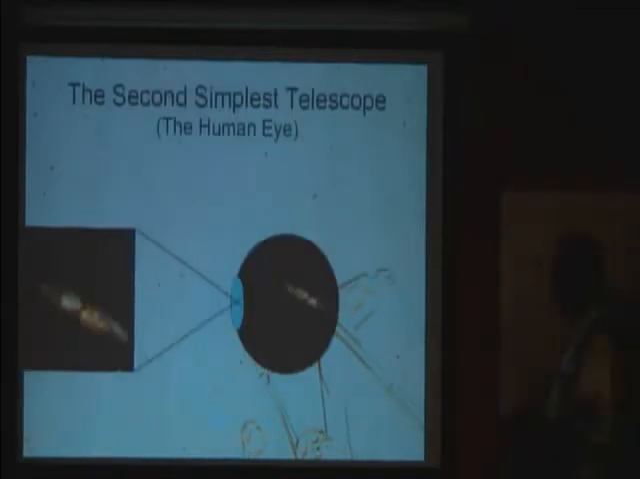So here's the second simplest telescope, the human eye. Everyone is carrying around a simple telescope with them right now. In fact, two of them, your eyes. So at the front of our eyes, there's a lens, right? You guys have all heard this in science class. That lens is going to form an image on the back of the eye, right? It's going to go through the lens and form an image on the back of the eye.